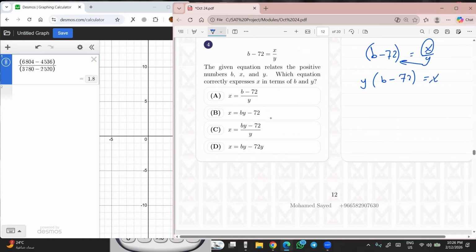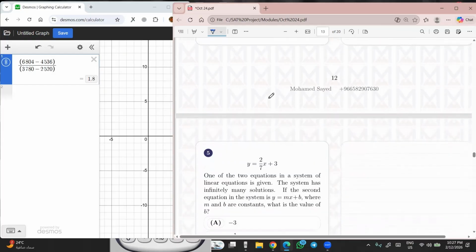Now we can just distribute because they are already distributed. Y times b is by. And then minus y times 72 is negative 72y, and then this is the value of x. So x is equal to by minus 72y, which is letter D.